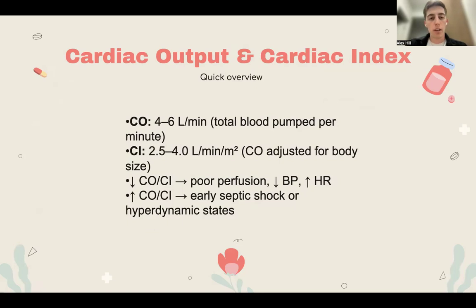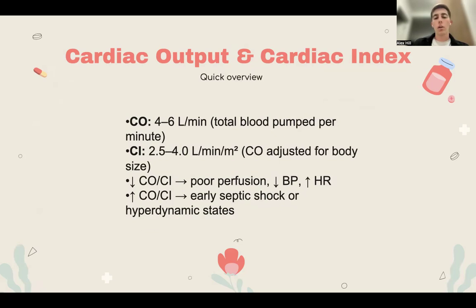So normal cardiac output is 4 to 6 liters, although the more accurate measurement is like cardiac index because it takes into account body size. Grandma's not going to have the same cardiac output as some linebacker.